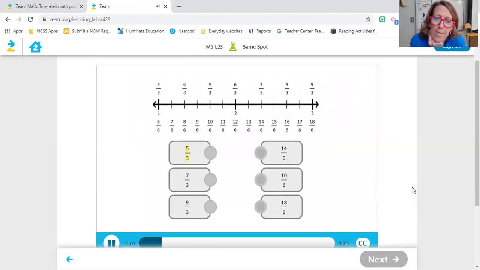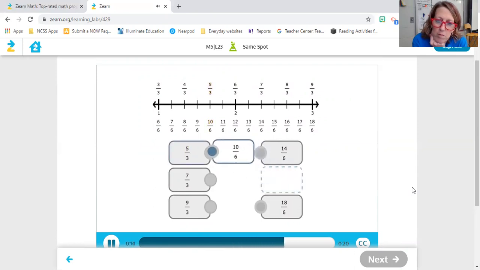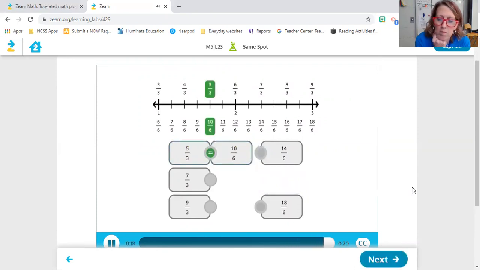How did you know that 5/3 is equivalent to 10/6, Kayla? When I look at the number line, I see that 5/3 and 10/6 are in the same place. This means that they represent the same value. They are equivalent fractions. Great work. Let's try another one.